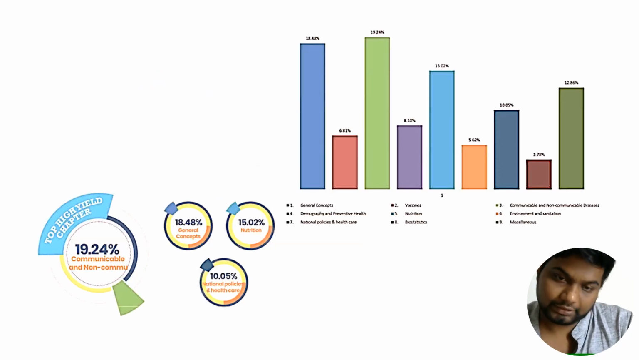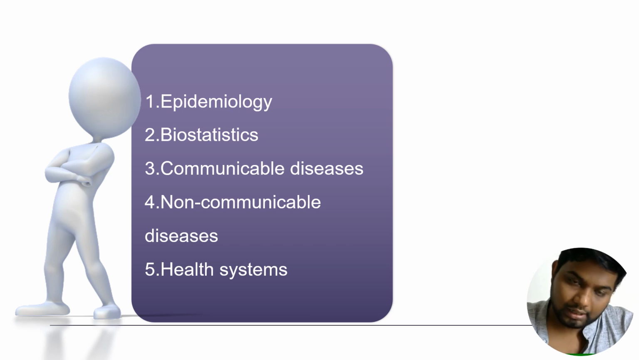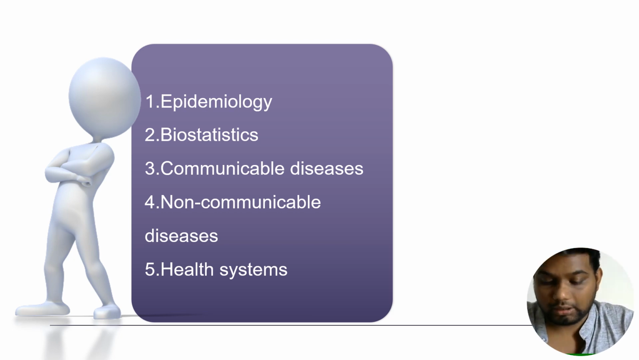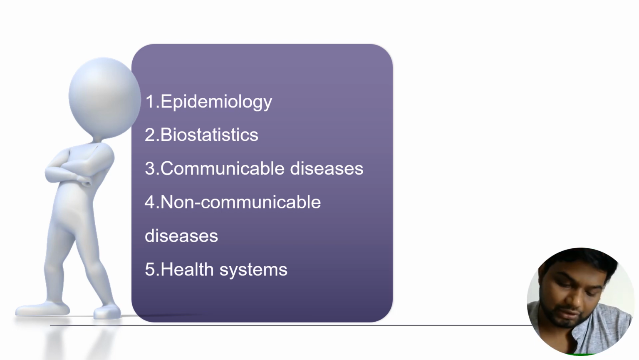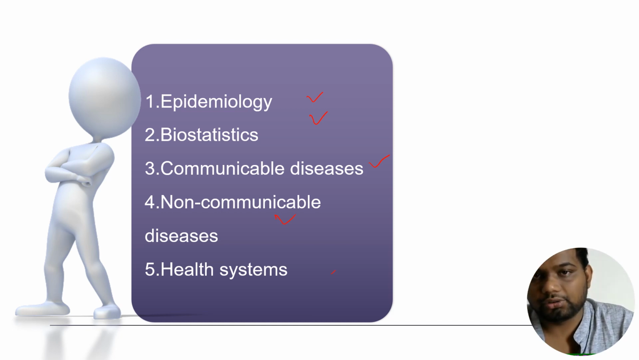Our past analysis showed that most of the questions have been coming from the communicable and non-communicable diseases, which technically occupied 20% of your previous year Q bank. And then you have the general concepts and national policies contributing the second major one, and then you have the other areas. So the main topics we have divided into five sections: epidemiology and biostatistics, communicable diseases, non-communicable diseases, and healthcare systems. These are the five major divisions we have classified, while the rest could be low-yield areas, where you can expect a very small number of questions.